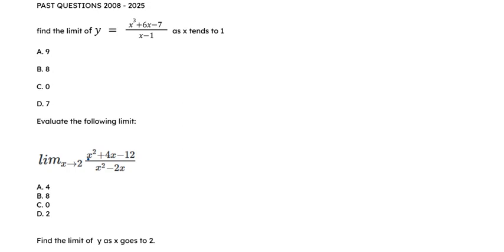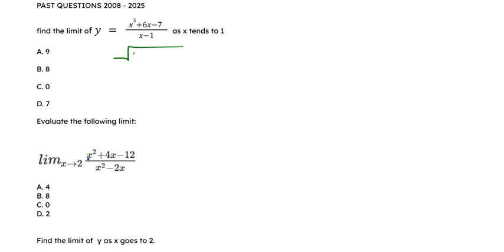Now, in this specific case, you might not be able to quickly factorize x cubed plus 6x minus 7. So that's where the idea of the long division method comes in. You do a long division to reduce that power 3 to power 2. So let's quickly do that. We do a long division method.